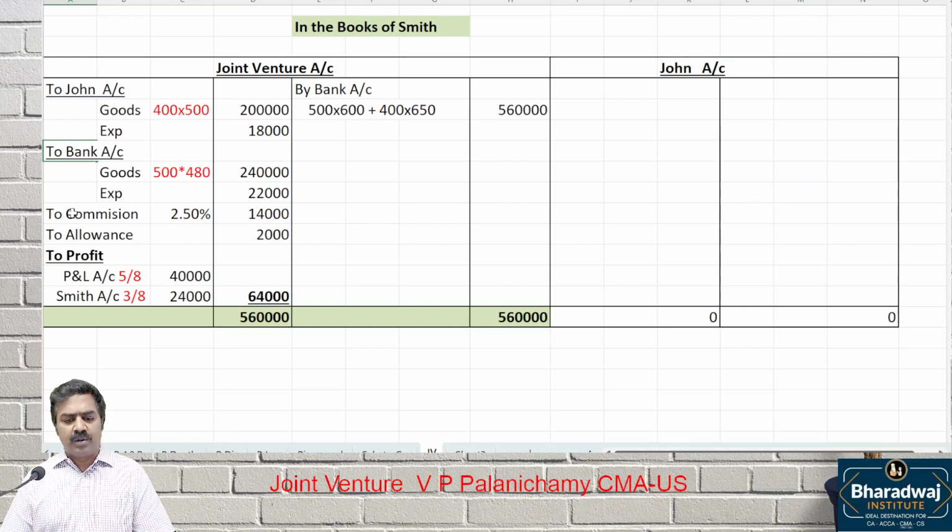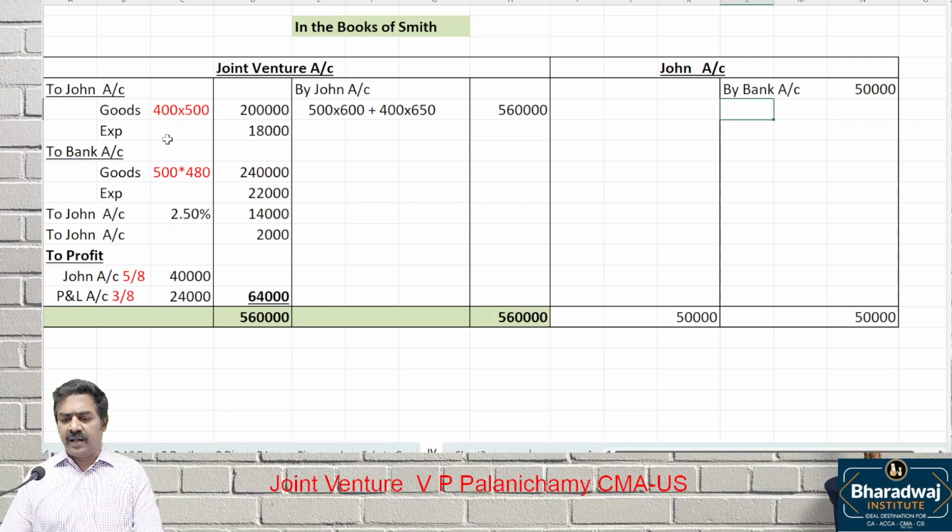To bank account. Commission is payable to John. Allowance also payable to John. Then John's profit will be transferred to John account. Our profit will be transferred to the P&L account. Who collected this money? John collected the money. Clear? Whatever we pay, we record. So when you prepare the John account, we collected some advance money. By bank account, how much advance money did we collect? 50,000 we collected.